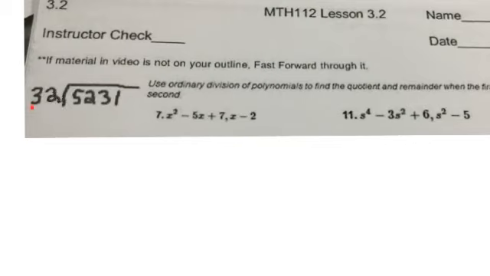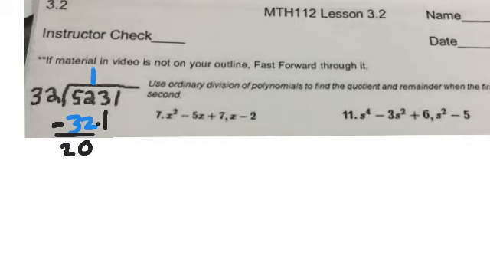So if I was doing 5231 divided by 32, I would say, can 32 go into 5? No, it can't. Can 32 go into 52? Yes, it can. How many times does 32 go into 52? One time. And then we do 1 times 32 gives us 32. So we write that down beneath it. And then what do we always do with these numbers? We subtract them. So it's a built-in subtraction problem. So 52 minus 32 is 20.